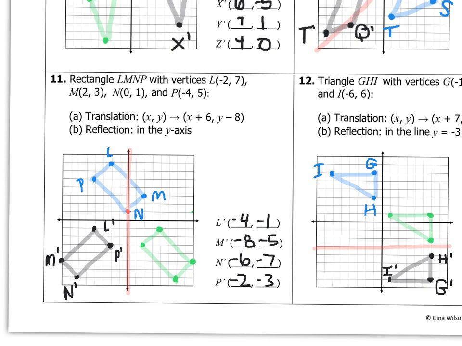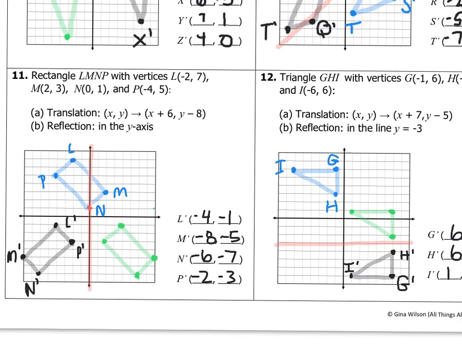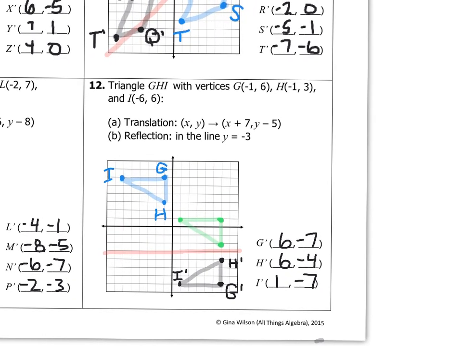And then it says to reflect it across the y-axis. Remember, that's that vertical one. So it looks like it's 1, 2, 3, 4. 1, 2, 3, 4. That's going to be my new L prime, -4, -1. You do that to each point. Again, it should be the same shape. Nothing changed really there. Then the last one, we've got our translation.